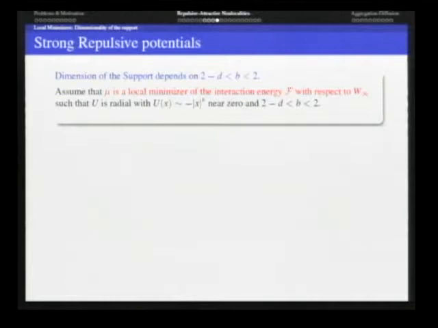I want to make the emphasis only in this case, where the repulsion strength, say, is between 2 and 2 minus dimension. So here, the assumptions I'm doing is that the potential behaves like a power law near the origin. I'm not assuming that this is exactly a power law, just that this behaves like a power law near the origin, and that the repulsion is between 2 and 2 minus dimension.